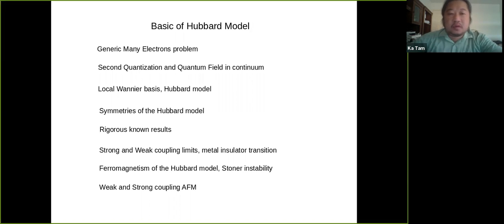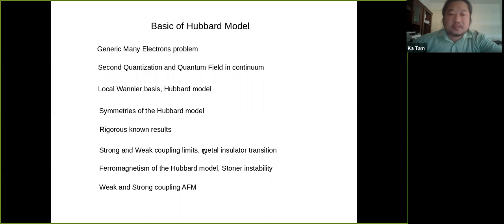And when we get the Hubbard model, I will talk about the symmetry of the Hubbard model. Some known results, some rigorous results, not so many of them because not so many rigorous results are available for the Hubbard model, especially beyond one dimension. Then I'm going to talk about the limits, especially the strong coupling and the weak coupling limit of the Hubbard model. From that point, you can see one of the main original purposes of the Hubbard model is to investigate the metal insulator transition. You will see it when we study the difference between the strong coupling limit and the weak coupling limit.